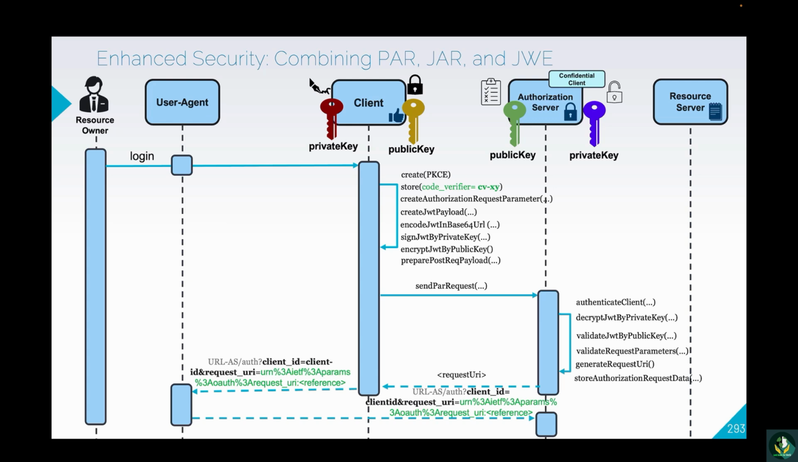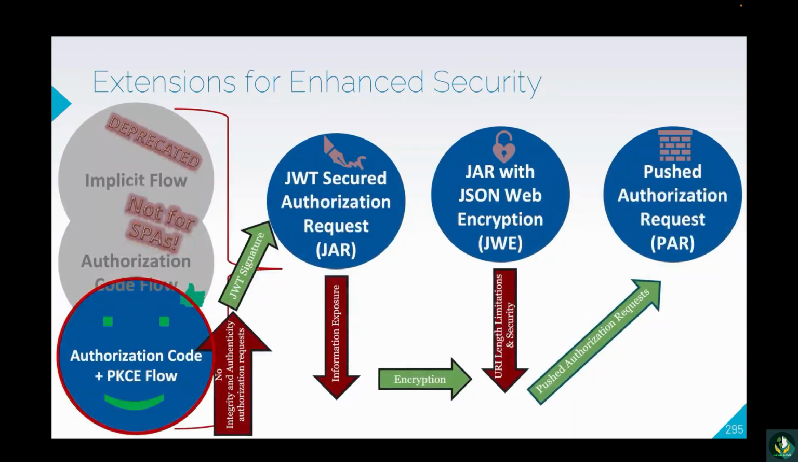The client redirects the resource owner to the authorization server, providing the client ID and the request URI as query parameters, and the rest of the process continues as we have covered before. Now that we have a comprehensive understanding of how these OAuth 2 extensions can be combined to enhance the security of user-initiated flows, you might be wondering, do we really need all these extensions in every scenario?